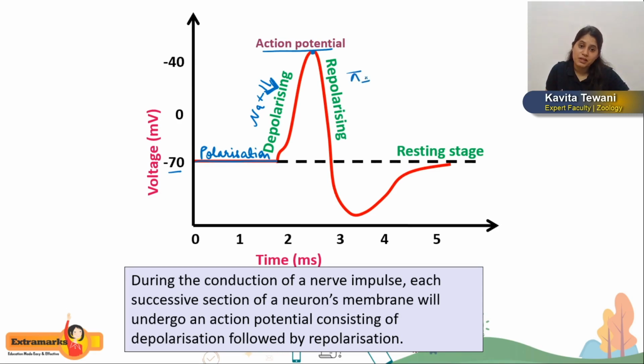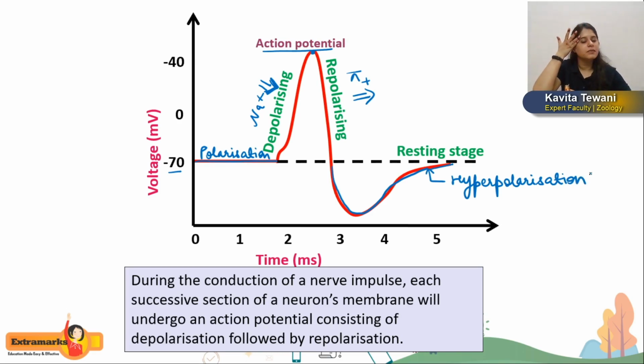And now again, repolarization means K plus ions are going to move out. It is trying to come back to the resting state. But ma'am, what is this graph representing? This graph which is going more down. We haven't talked about it. Don't worry, I'm telling you this. Hyperpolarization. K plus gated channels remain open for a longer period of time as compared to Na plus gated channels. So sometimes the membrane is hyperpolarized. But again, it has to come back to the resting state only. And from here, the second impulse will start getting generated, which will again be polarization, depolarization, repolarization. So it keeps on happening.